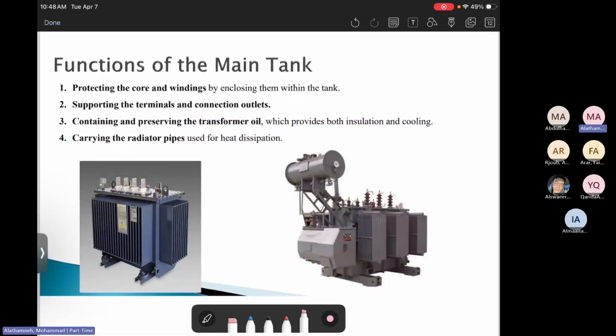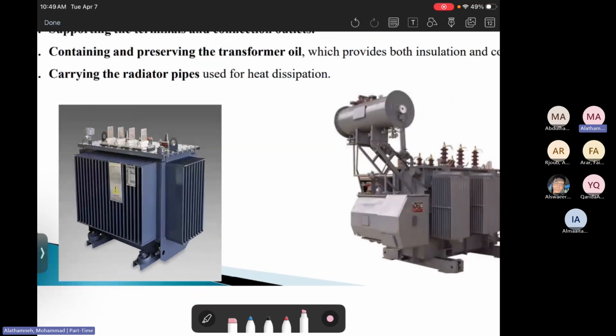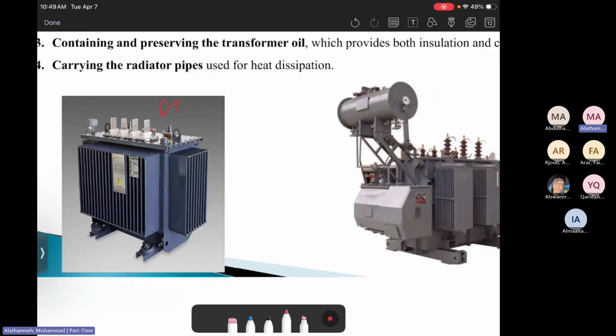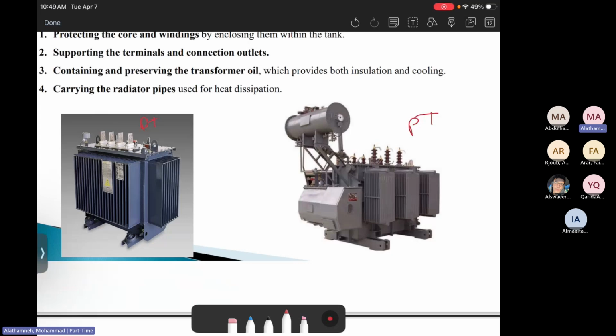Here is how the main tank looks. Again, its functions are protecting the core and windings, supporting the terminals and connection outlets, containing and preserving the transformer oil, and carrying the radiator pipes in case there is a radiator. This is from the distribution transformer. This is for the power transformer.